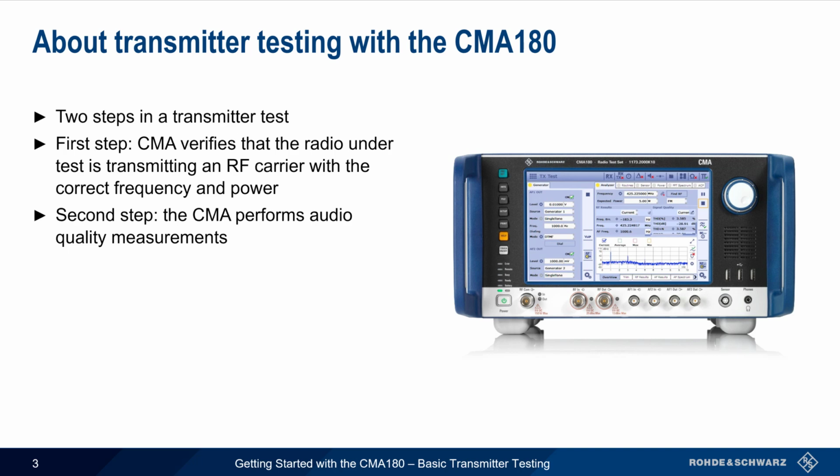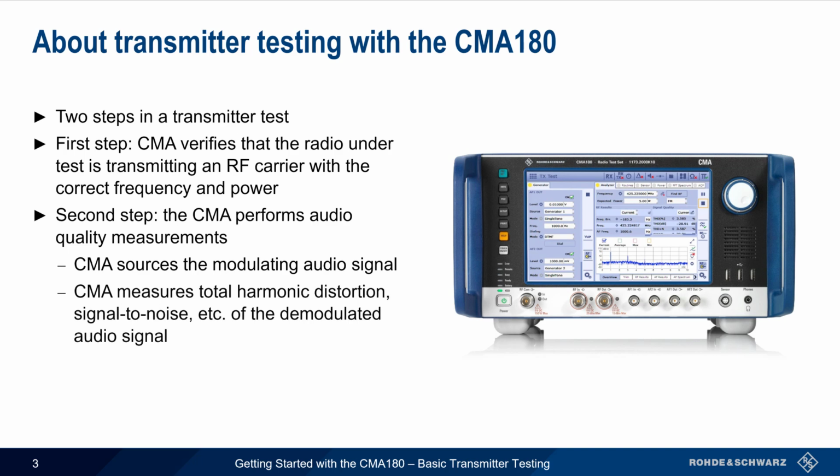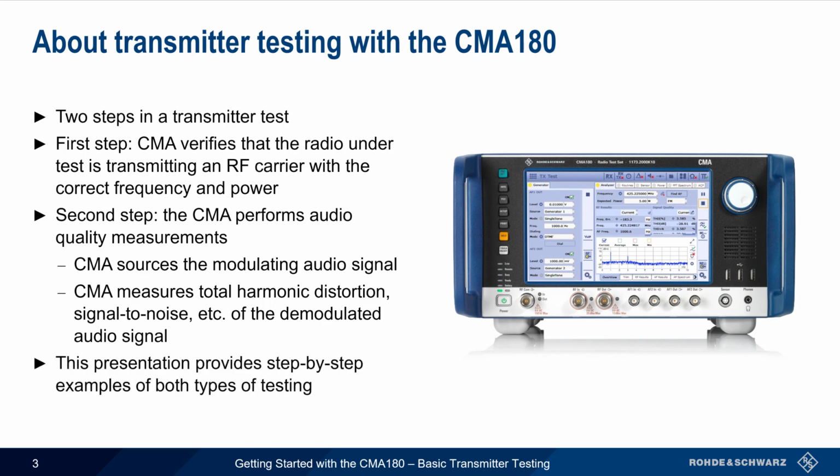In this case, the CMA provides the DUT with the audio frequency signal used to modulate the carrier, usually a simple 1000 Hz tone. After demodulating the received RF and extracting the audio, traditional audio measurements such as total harmonic distortion, signal-to-noise ratio, etc., are performed on the CMA. In this presentation, we'll go through both of these types of tests, beginning with basic functionality testing.